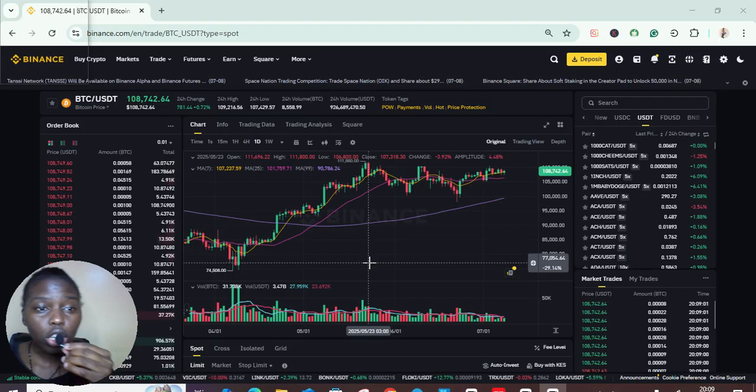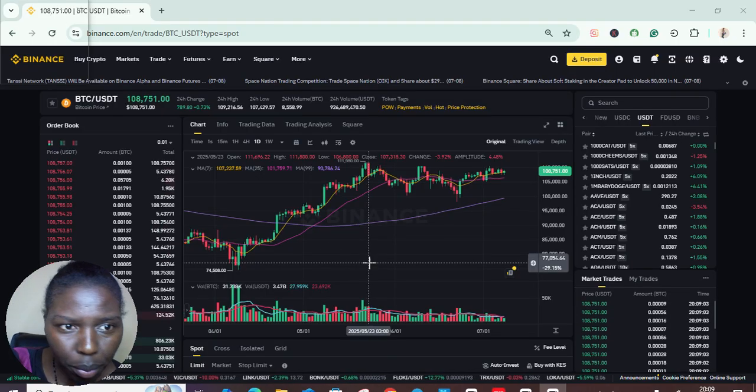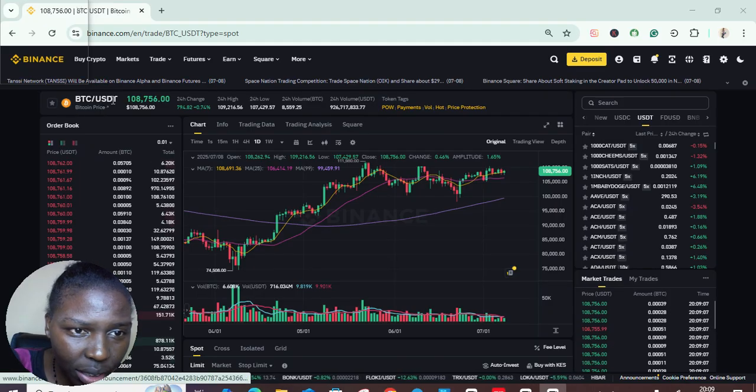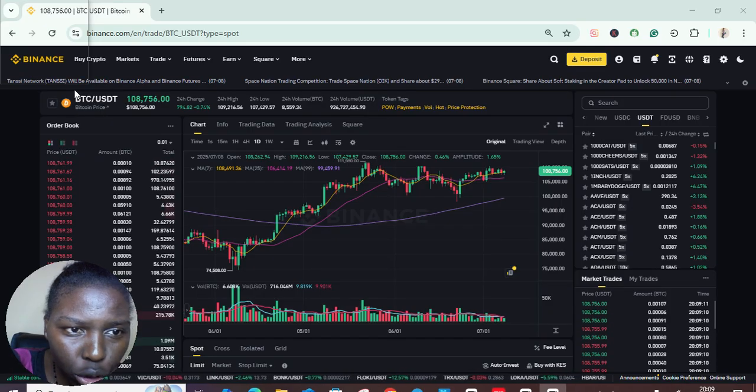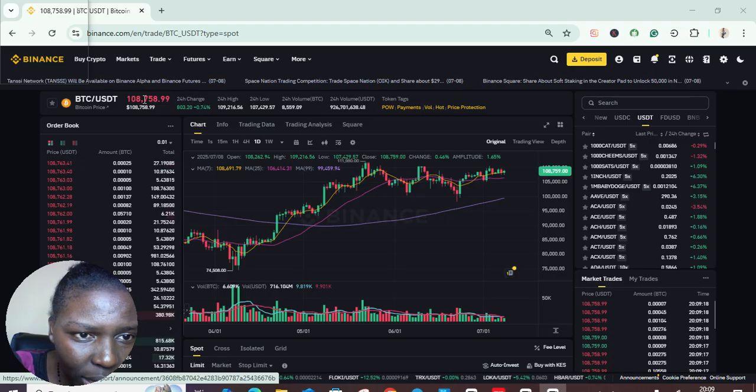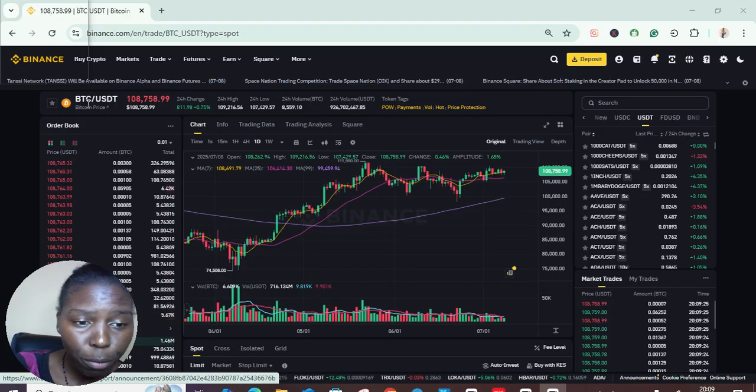On spot trading, you basically use USDT to buy the other cryptocurrency. For example, here, if you want to own some Bitcoin, you're going to use USDT to buy Bitcoin. So if you have 108,755 USDT, you can get a Bitcoin or a fraction of it.